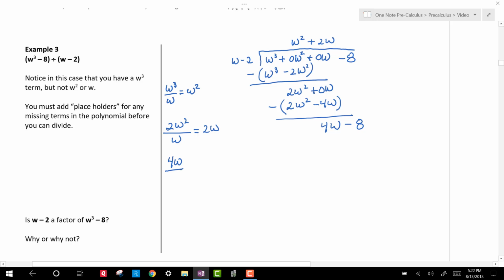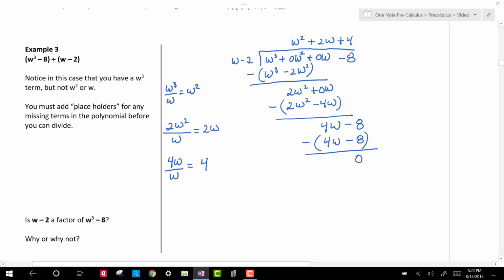Lead term on the inside divided by lead term on the outside. That's going to give me a positive 4. All right, so I put a plus 4 up here. And 4 times w is 4w. 4 times negative 2 is negative 8. Now, if you ever come out with the exact same thing in that last line that's right above it, everything's going to cancel. 4w minus 4w is gone. Negative 8 plus 8 is gone. 0 remainder.